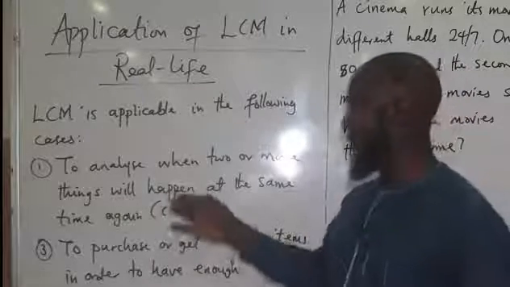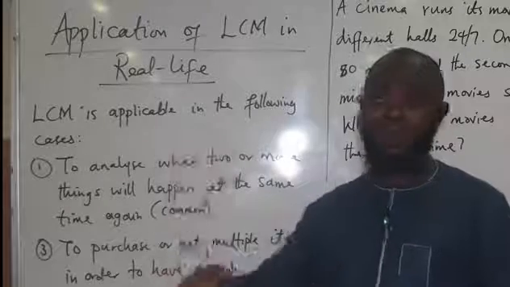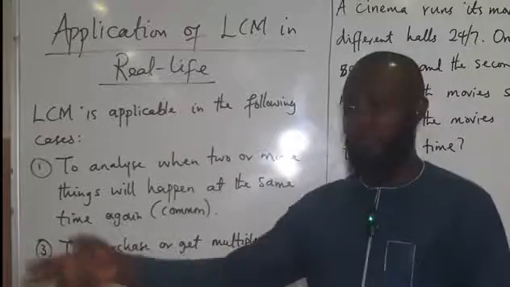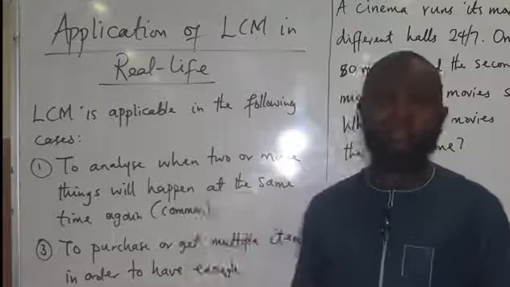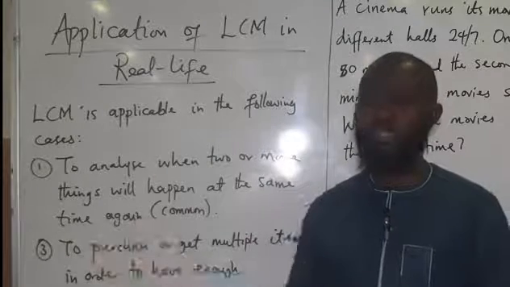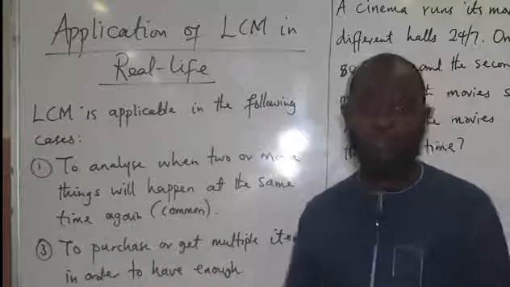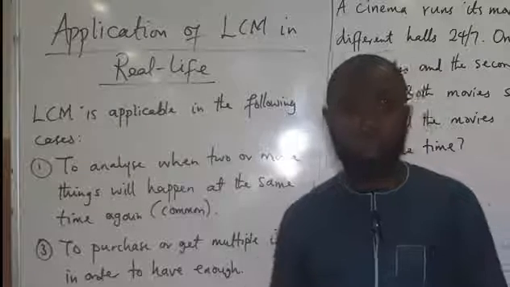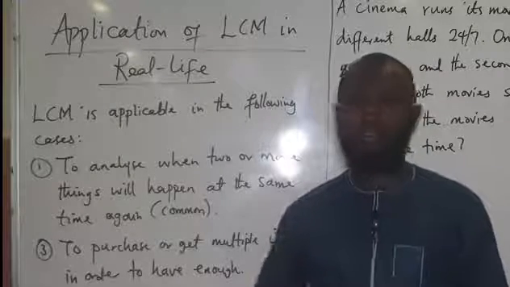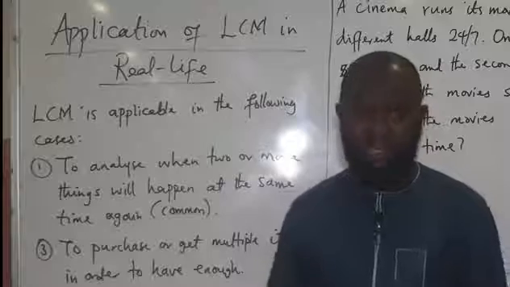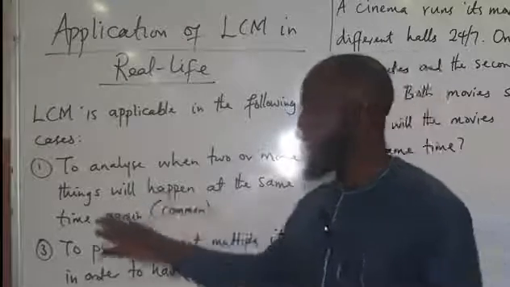So that is what this one is. We are trying to analyze when will these two events occur at the same time. You understand? Or two things will happen again at the same time. So we use LCM to solve that problem, to find it if we have a large number. Exactly. So we'll look at an example on that.